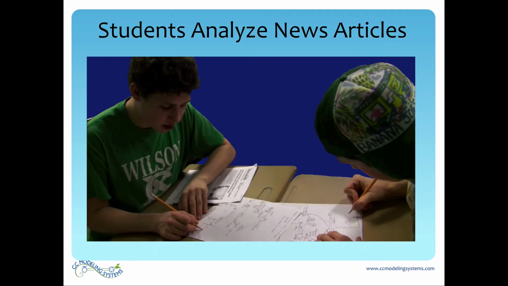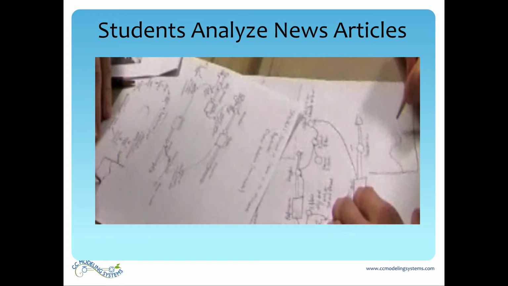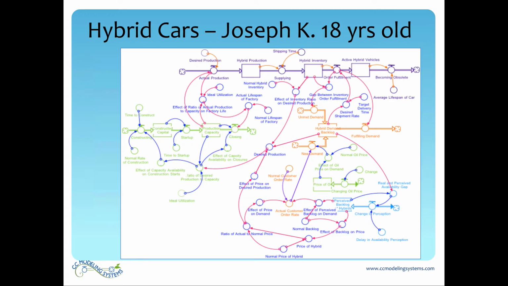Secondary school students have learned to create original system dynamics models from news articles of interest to them. They read the article and start to create stock flow diagrams to capture the system behavior of interest. They build, debug, and test the models and analyze the feedback in the model to explain the model behavior. Here is an example of one student's original model.